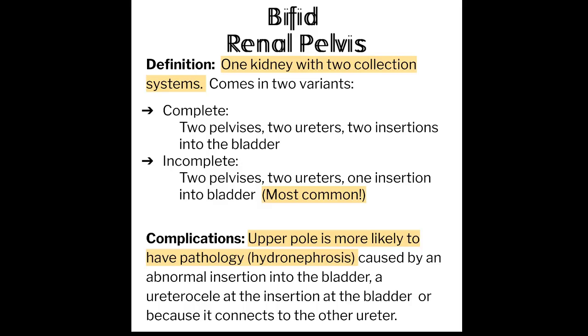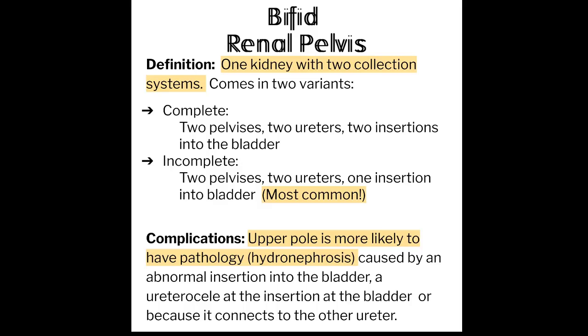The complication that we see with bifid renal pelvis is that the upper pole is more likely to exhibit pathology. And the pathology that we usually see on that upper pole is called hydronephrosis. And hydronephrosis means that there's urine backed up into the collecting system, and we can see that by ultrasound. And we think that this upper pole is more likely to have pathology because of the way that superior pole ureter inserts into the inferior pole ureter. It just causes a lot of extra pressure, and that upper pole doesn't drain as well.